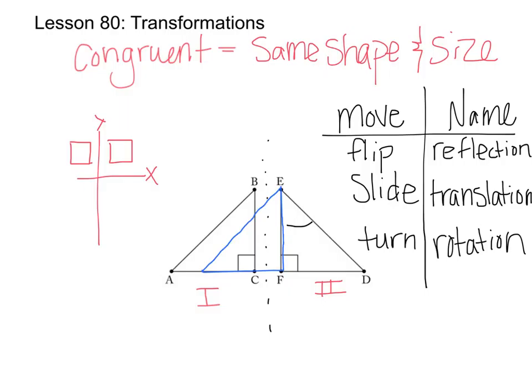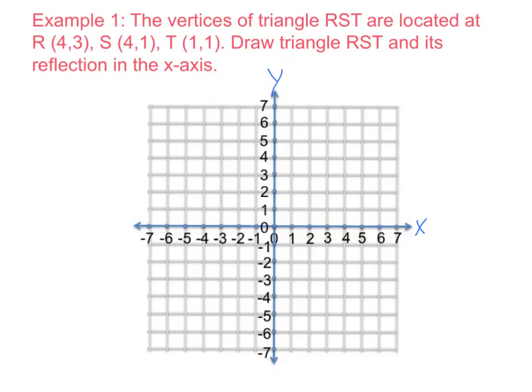Let's take a look at example 1. Example 1, we are asked to draw this triangle with the points that they've given us and reflect it across the x-axis. The 3 points of this triangle are right here, and we're asked to draw its reflection. Remember, reflection is like looking into a mirror, and we're going to reflect it across the x-axis.